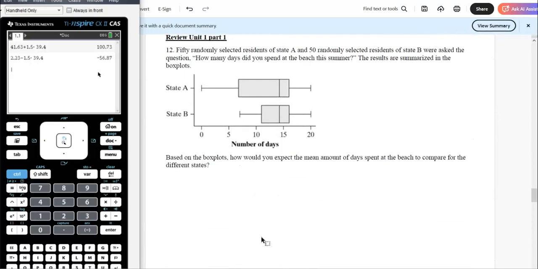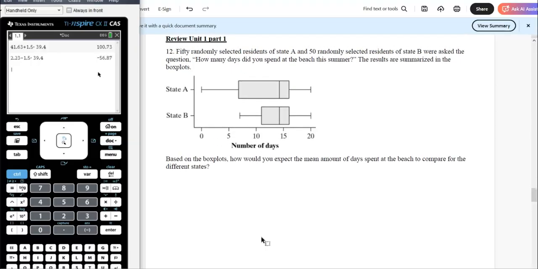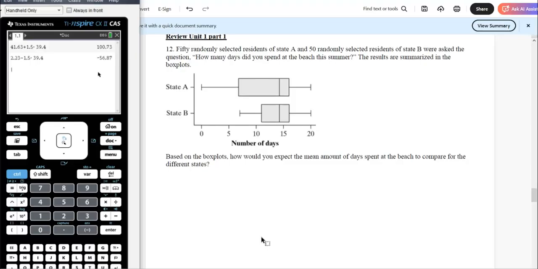Nothing's outside the fences. 50 randomly selected residents from state A and 50 randomly selected residents from B were asked the question, how many days did you spend at the beach this summer? Wow, so interesting graphs in that the top part is almost identical, pretty close. The bottom part, though, number of days, state B, they didn't spend just a couple days, they spent at least a week. How would you expect the mean amount of days at the beach to compare for the different states?